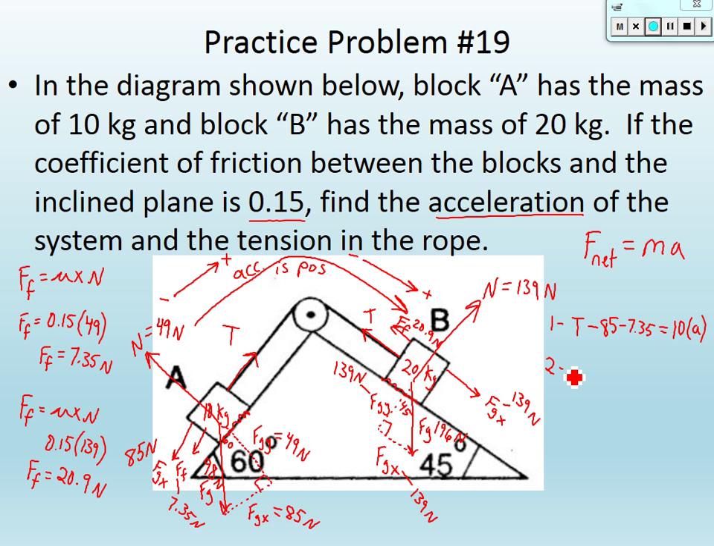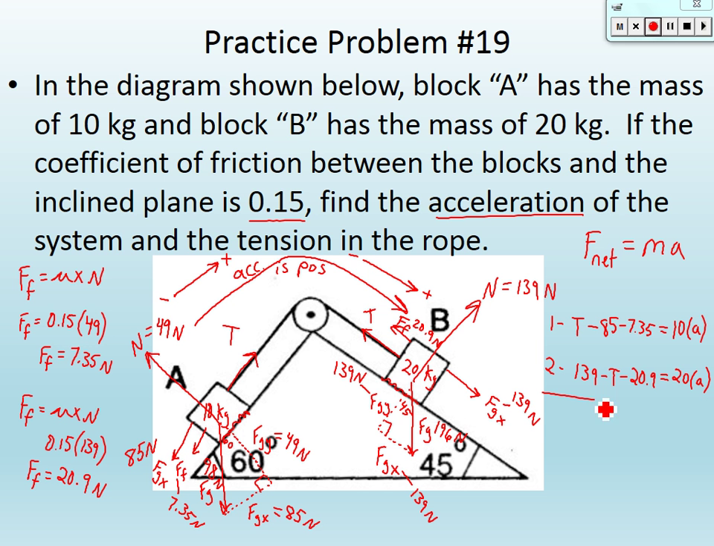So let's go to block B. I said that everything down on block B was positive. So now my force of gravity in the x is positive. That's 139. And I'm going to subtract off everything that's going up because we said that was negative. So tension was going up, and also force of friction was going up, which was 20.9 newtons. And that's going to give us our net force, so we can set that equal to its mass, which was 20, and the acceleration, which we don't know, so I'm calling it a.